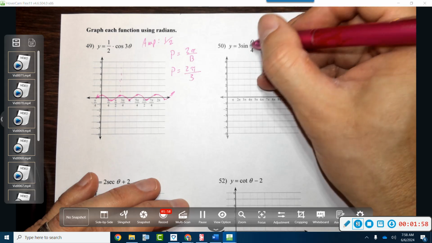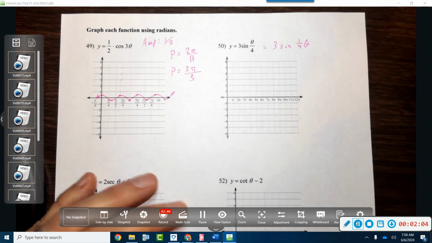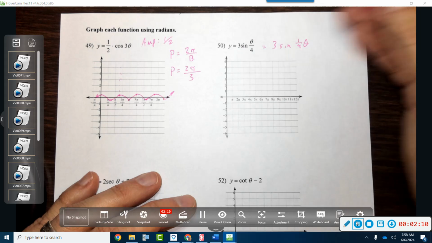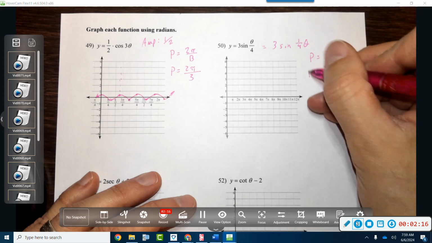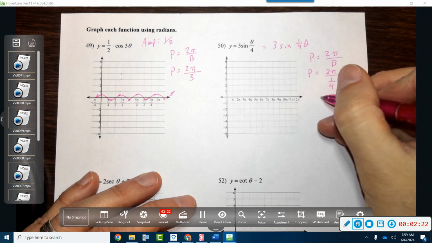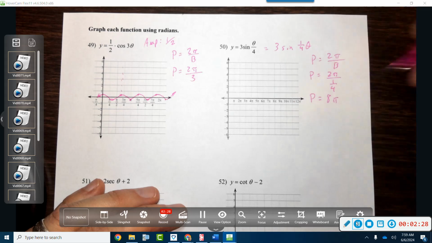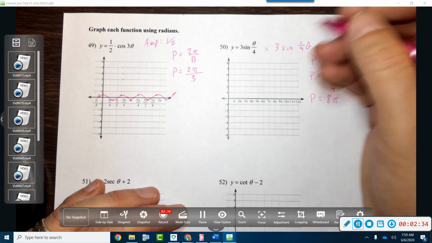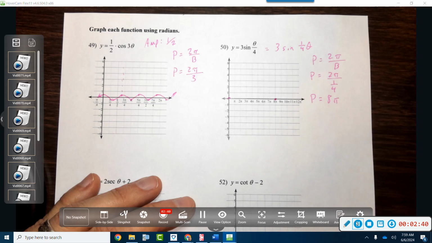All right, sine. Looks like we have 3 sine, and this is 1/4 theta. So 3 amplitude is not that big of a deal. Amplitude is the easiest piece, but period is 2 pi over b, and b is 1/4. So 2 pi divided by 1/4, that 4 is going to reciprocate twice, so we end up with 8 pi, which means that sine is going to complete his full cycle from 0 to 8 pi. We've got these clearly labeled, and we're going to start at 0 because that's what sine does. And then at 8 pi, he will return back to his original cycle.